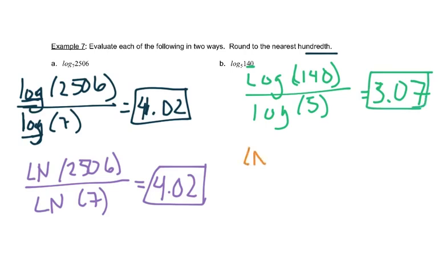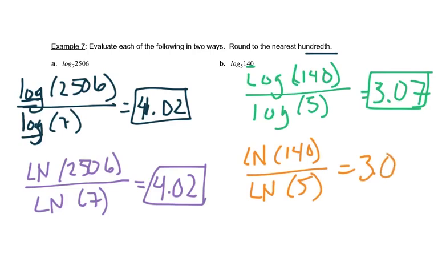We could also use the natural log button, so ln 140 is on top, ln of 5 on the bottom. And if you type that in, make sure you close your parentheses before you hit the next log button. You should get exactly the same thing. So it's really important that in this section we get comfortable with using the different properties, the expanding and condensing, because in the next section when we solve, we're going to need to use those.